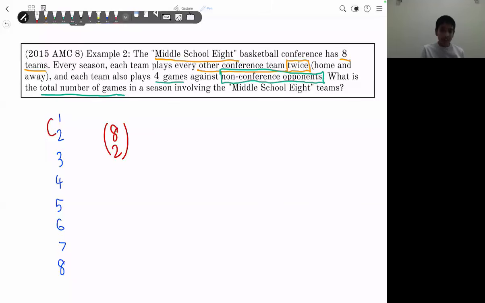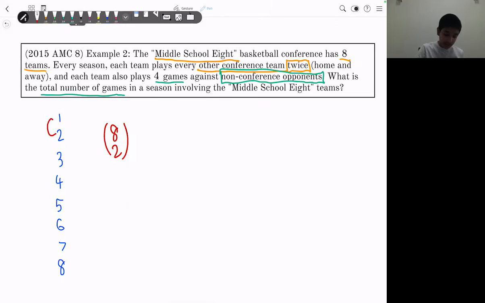Because we choose out of the 8 teams, in order to choose 2 that are going to play each other, we can just do 8 choose 2. Since there are 8 teams, and we must choose 2 of them to play with each other. So just 8 choose 2. Make sure you understand why this is true, because it's very important.